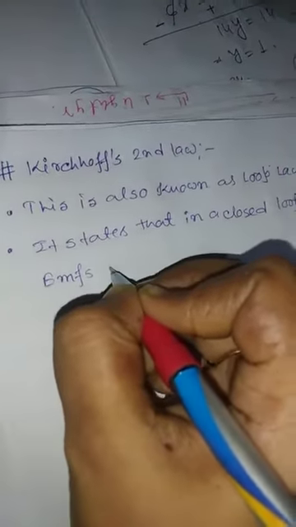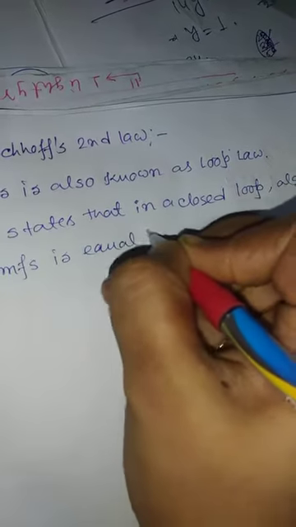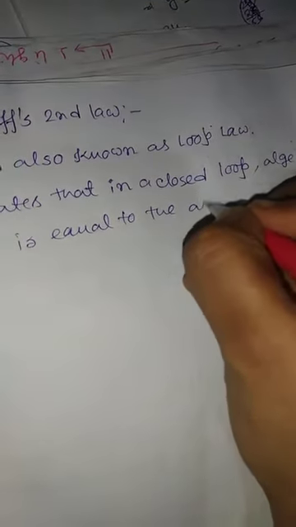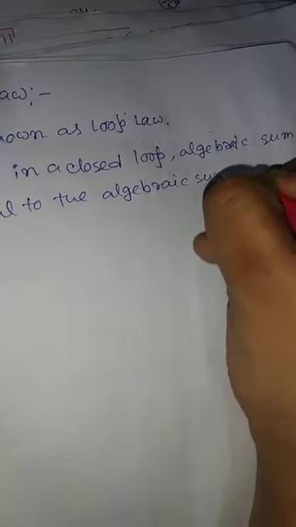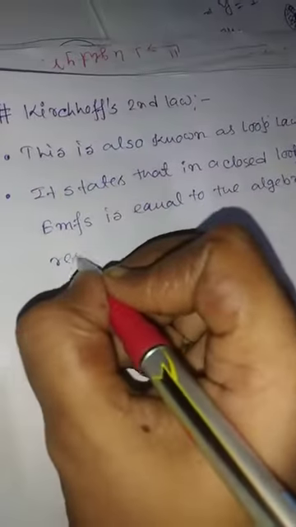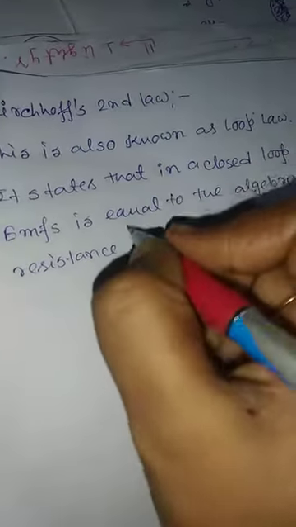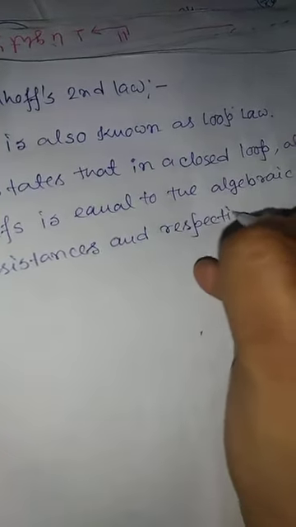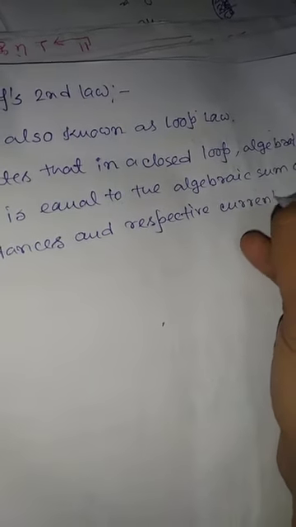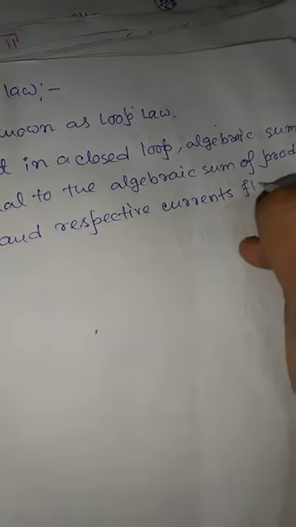algebraic sum of EMFs is equal to the algebraic sum of product of resistance and respective currents flowing through them.